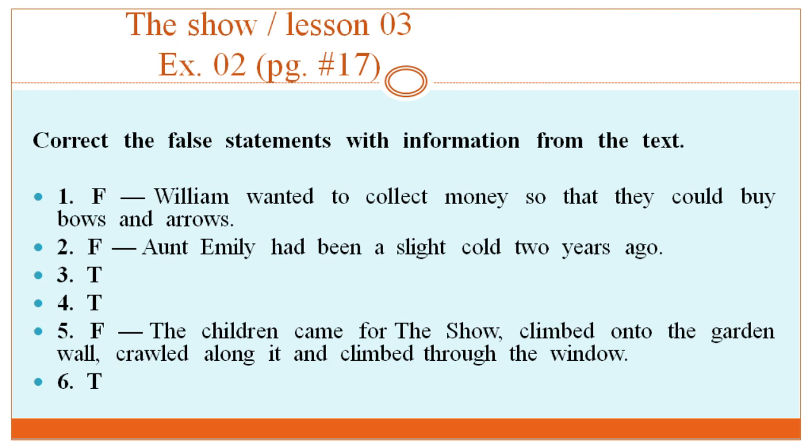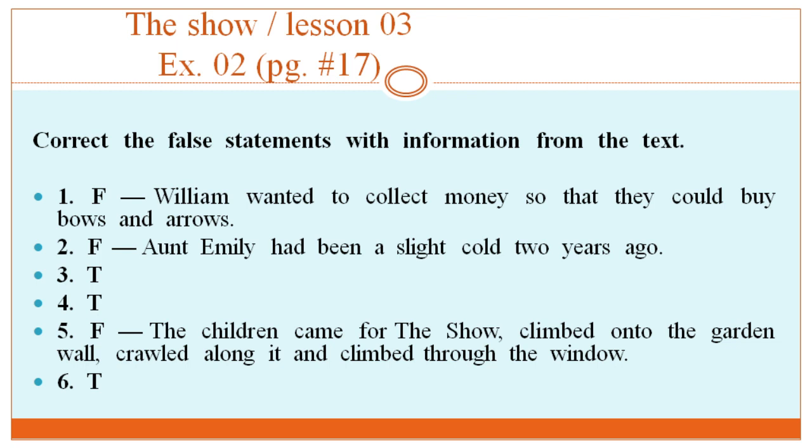Statement number 1 is, William wanted to collect money so that they could go to the zoo. What do you think? If the statement is true or false? Yes, the statement is false and the true statement is William wanted to collect money so that they could buy bows and arrows. Now, you have to write F in front of sentence number 1 and then write the correct statement that you can see on your screens.